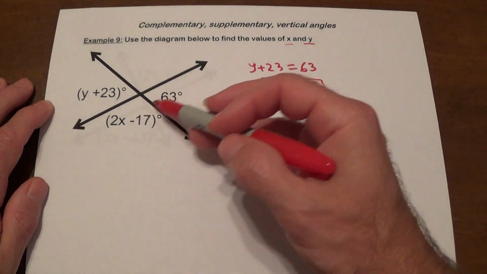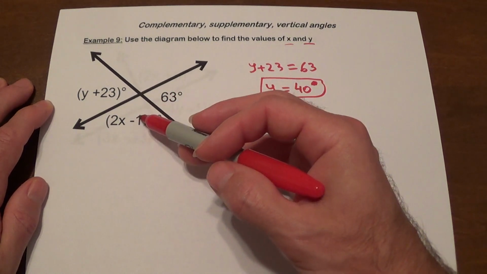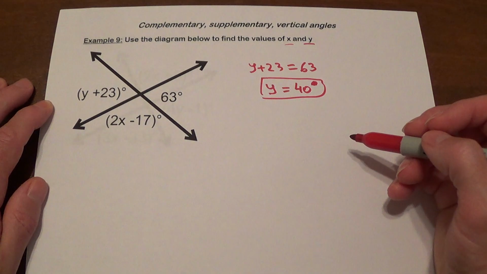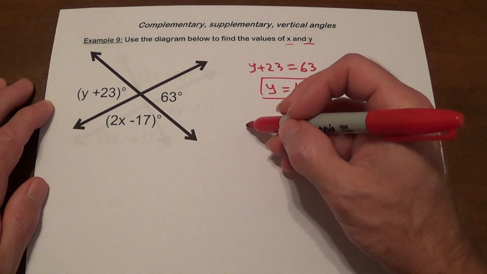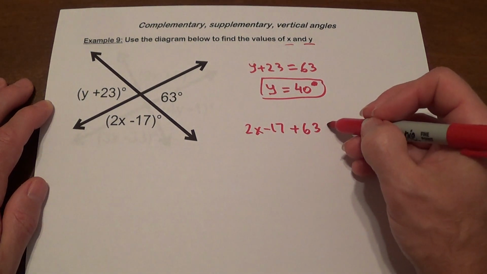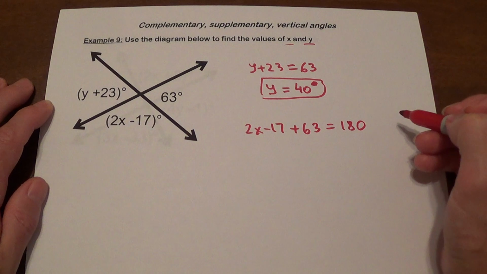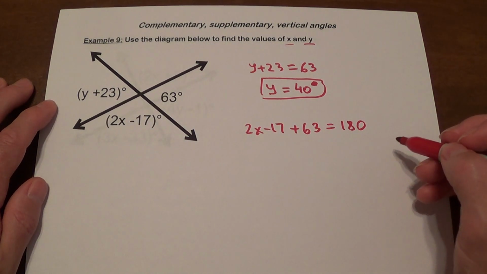Okay. So how do we find this angle here? Well, these two angles here, 63 and this one, they make up 180 degrees. They are supplementary. So if we add these two measures together, we should get 180. That means 2x minus 17 plus 63 equals 180. So we just need to solve this equation and we will have the value of x.